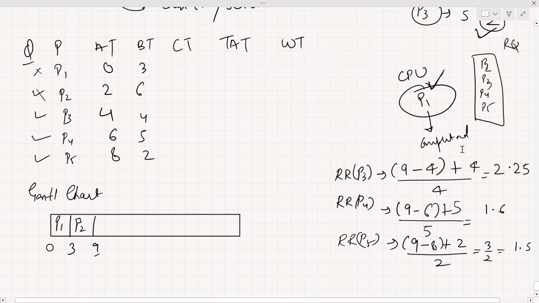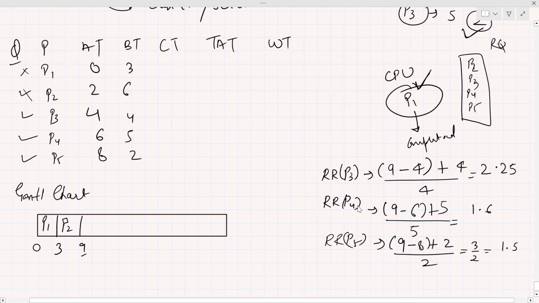So here you can see the response ratios of all three. Is there a tie? No, there is no tie. Otherwise we would use the basic approach, where we select the process with the highest burst time. So now P3 is selected.